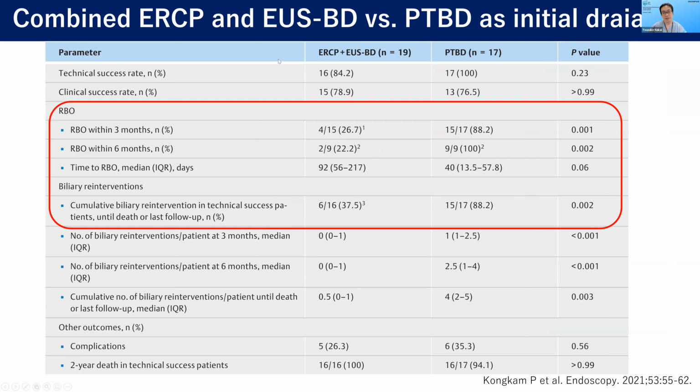In the technical success rate, PTBD was 100%, and the combination of ERCP and EUS-BD was about 84%. And the clinical success rate was both around 80%. However, if you see the stent patency, obviously the recurrent biliary obstruction rate was higher in PTBD. And the EUS and ERCP drainage had a longer time to recurrent biliary obstruction. So as for stent patency, I think the endoscopic approach is better than PTBD.